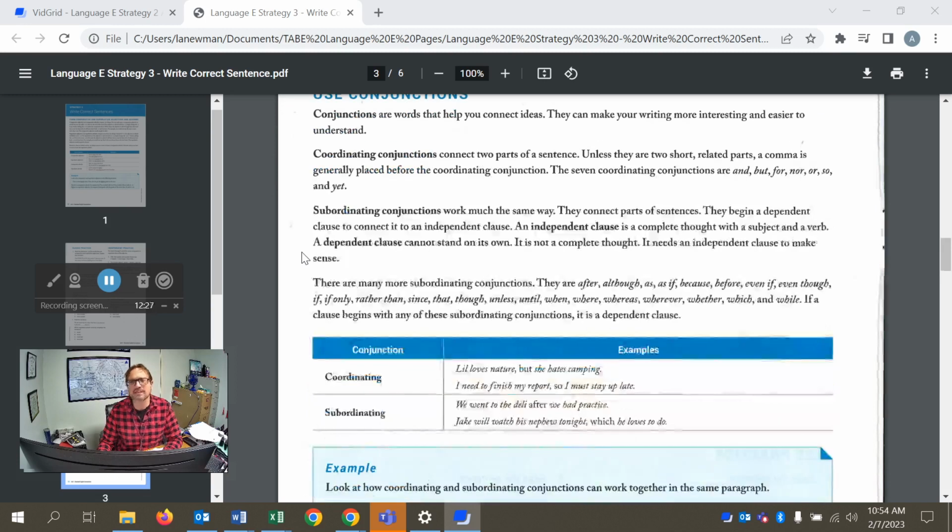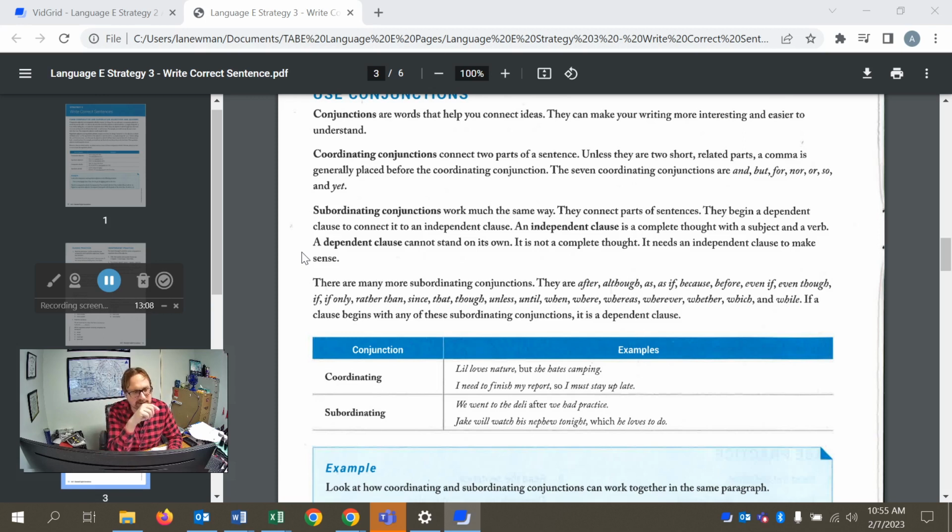Subordinating conjunctions work much the same way. They bring together parts of sentences, they connect. But what happens is they make one clause, and we haven't talked about what a clause is, but it's a grammatical unit that has a subject-verb relationship. Some sentences are clauses, but not all clauses are sentences. They make one clause dependent on another or subordinate to another. So an independent clause can stand on its own as a complete sentence. I walked home. A dependent clause cannot.